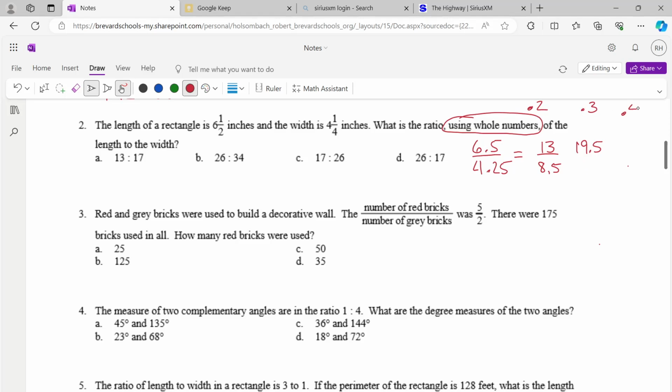So we'll multiply by 4. So 6.5 times 4 is 26. And 4.25 times 4 is 17. So there's our ratio using whole numbers. We just keep multiplying the numerator and the denominator by the next consecutive number until they're both whole numbers. So 26 to 17, answer D.